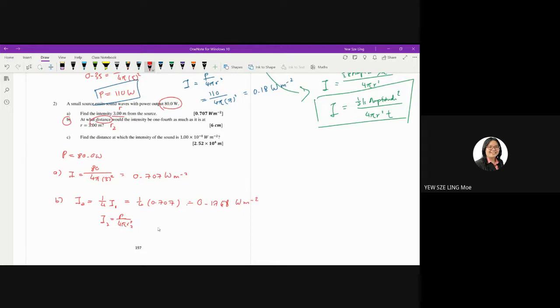So rearrange the equation, what are you going to do? 0.1768 equals, now power is still the same because it's coming from the same source. So P equals 80 divided by 4 pi r2 squared. So this is the r for the second scenario. So rearrange the equation, r equals 6 cm, or we say 6 times 10 to the power of negative 2 meter. This is the value that we will get if we just calculate it straight away by using calculator. So it is equal to 0.06 meter.